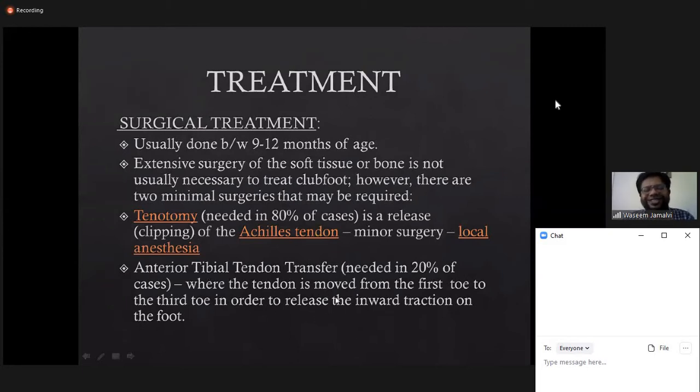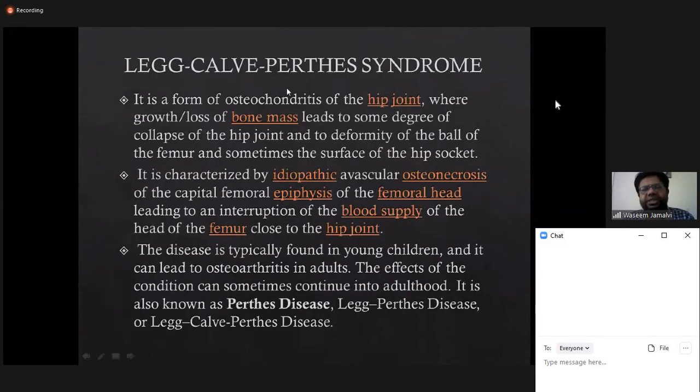This is the end of this topic, and we can go for the next topic of Legg-Calvé-Perthes syndrome or Legg-Calvé-Perthes disease. There are multiple names of this disease: Perthes disease, Legg-Calvé-Perthes disease, or Legg-Perthes disease, whatever it is. But usually it is called Legg-Calvé-Perthes syndrome. In this syndrome, it's basically the avascular necrosis of the head of the femur.